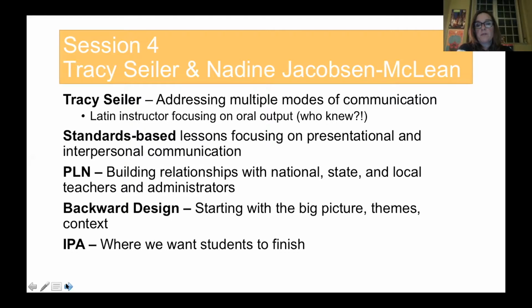Again, backward course design was mentioned, starting with the big picture. What is it you want them to learn about? Theme-based, context-based, and then work backwards. Give them the skills they need to fill in that big picture. Integrated performance assessments at the end, rather than a pencil and paper test. What do we want students to be able to do? And in order to prove that they can do it, have them actually do it and have that be the performance assessment. And that's what they get their grade for.